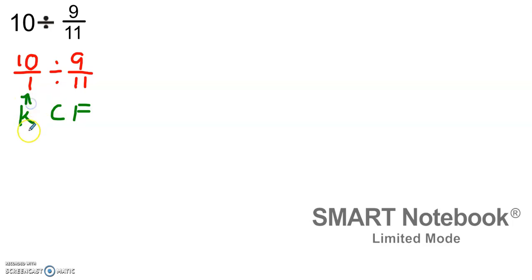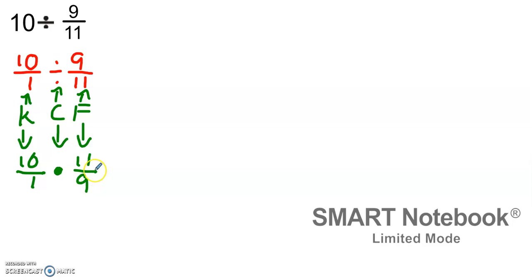So K stands for keep, so I'm going to keep the 10 over 1 as 10 over 1. The C stands for change, so the division now becomes a multiplication. And then I'm going to flip the last term. So 9 over 11 becomes 11 over 9, because the denominator becomes your numerator and your numerator becomes your denominator.